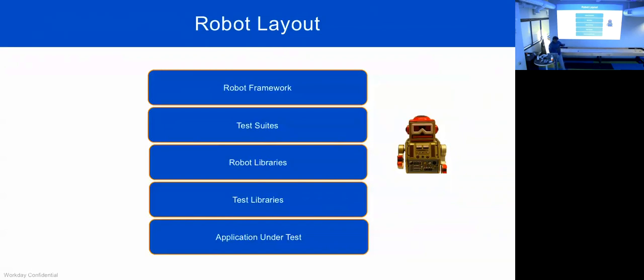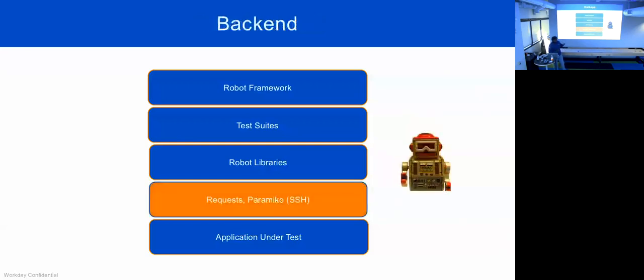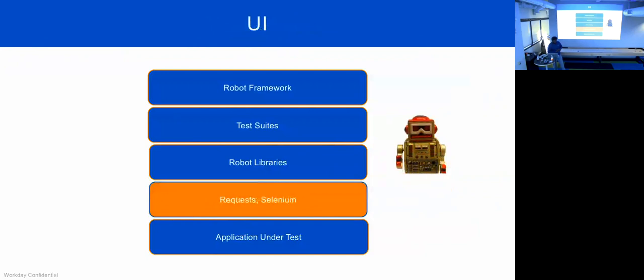And then we use test suites, which are nothing but bunch of robot files. And then we use Robot framework as the execution engine. And this is a typical backend layout, where mostly we use the request library. Anybody heard about request, Paramiko? Yeah. So we mostly use it for backend. And then for UI, we mostly use the request module and Selenium. There are a lot of other libraries, but I don't have time to talk here, but probably another meetup.